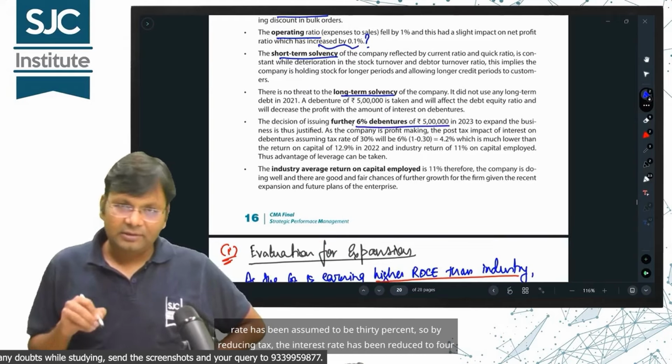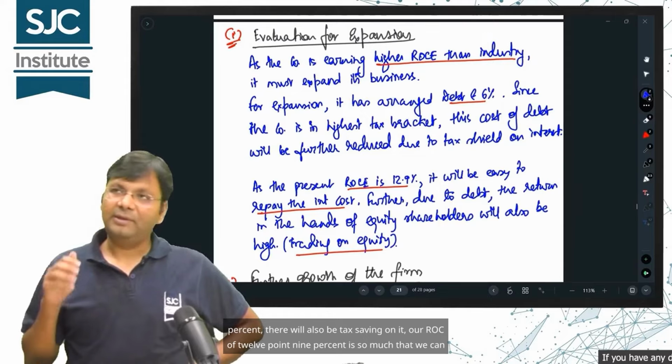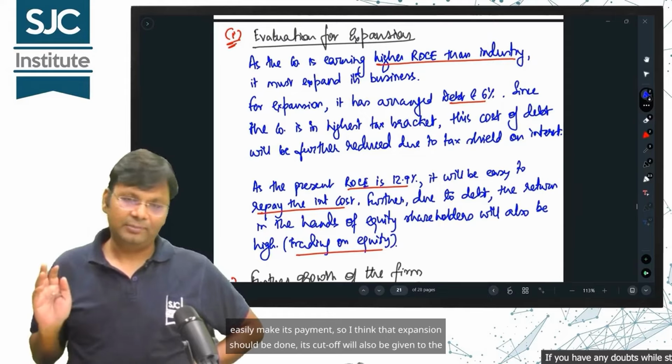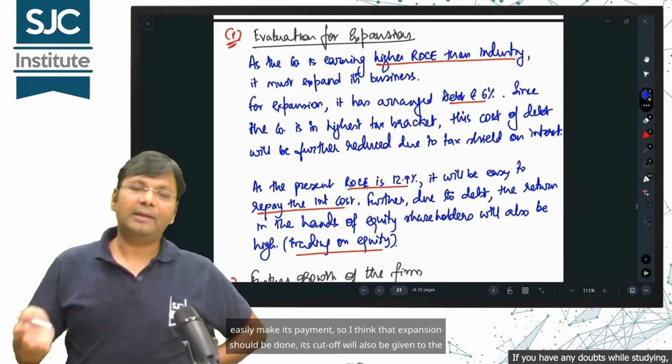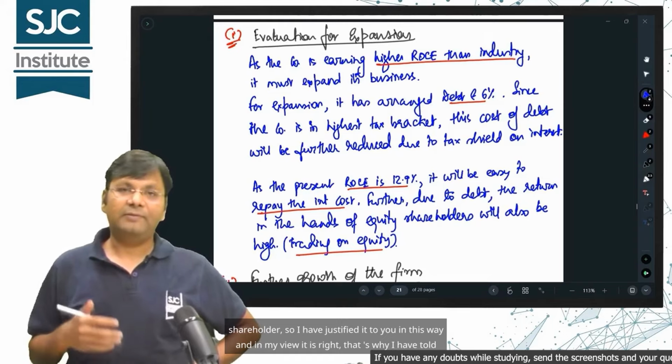and that without VAT by payment from 12.9%, and then the industry average is also 11 here and we are getting more. So that's why he is saying that we have to expand and there will be growth too. So I have improvised it a little. What did I say? For expansion, higher ROC comes from our industry and we have also arranged capital for it, and that capital has been received from the market at 6%. There will also be tax saving on it. A ROC of 12.9% is so much that we can easily make its payment, so I think that expansion should be done. Its cutoff will also be given to the shareholder, so I have justified it to you in this way, and in my view it is right.